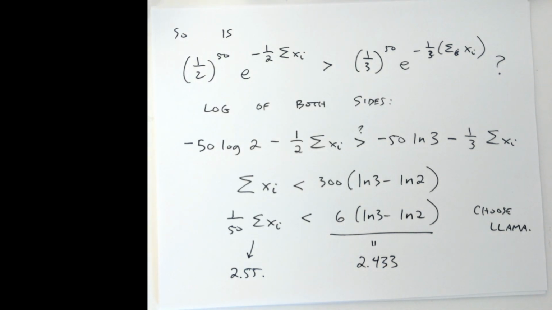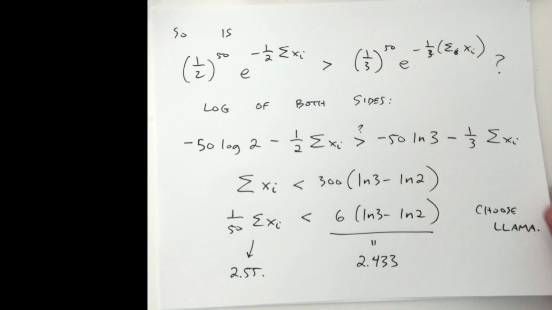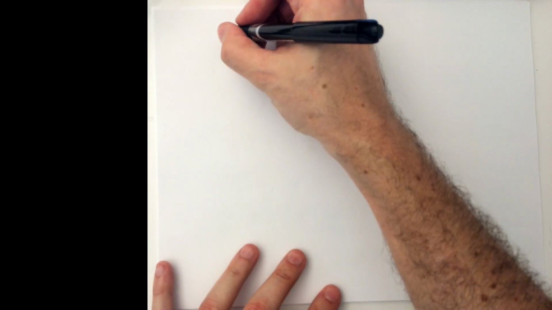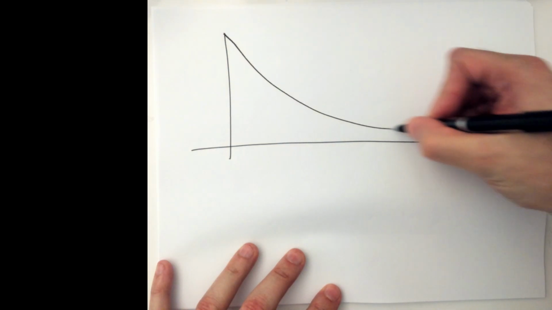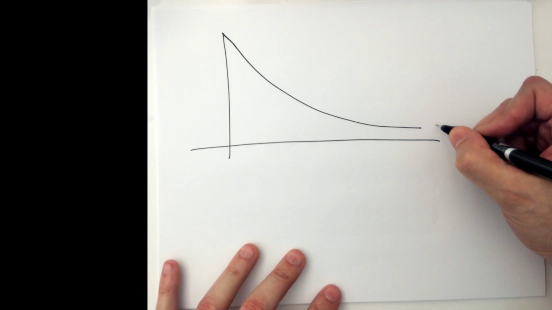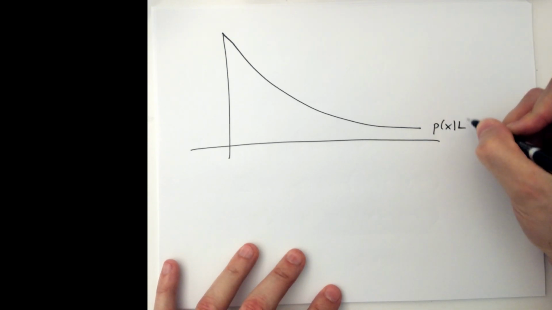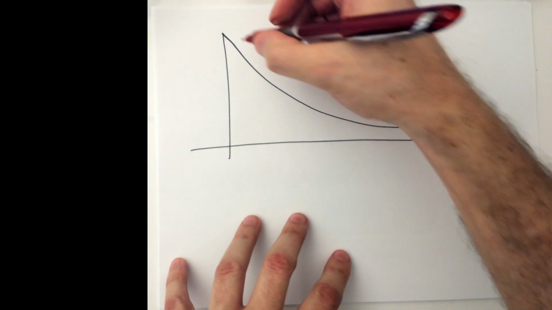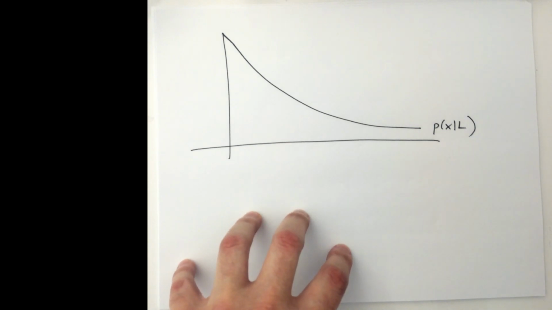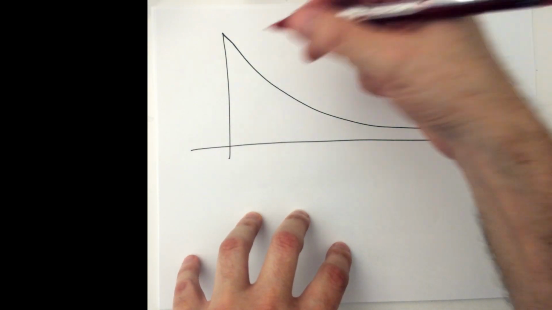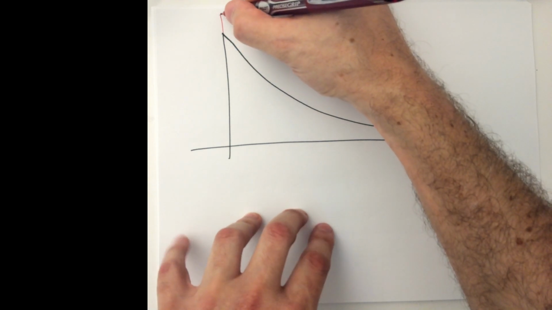So a different way of saying this, which is harder to draw, is that I am looking at a ratio of two exponential PDFs, right? The PDF of llama looks like this, and the PDF of alpaca would look like this, right?